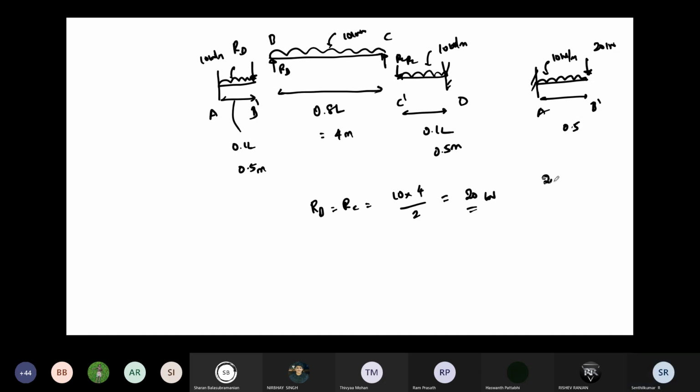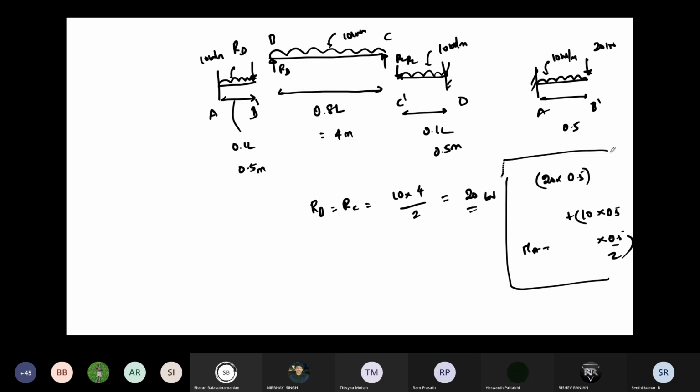20 into 0.5, then plus 10 into 0.5 into 0.5 by 2. So this is your moment about A. So hogging moment, right? That is your hogging moment. If you are taking moment about A equal to 0, plus MA equal to 0, MA you will get minus, and clockwise it will add up. Right? So like that you can find the value here also.